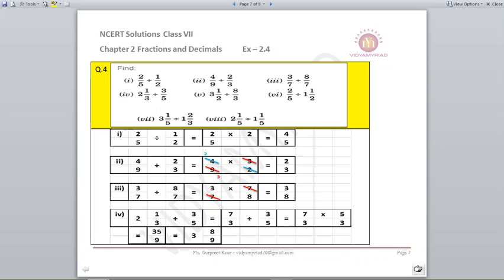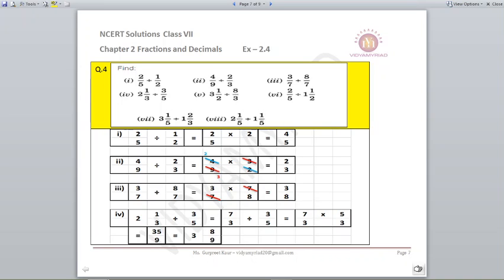Fourth part, 2 1 by 3 divided by 3 by 5. Converted into improper fraction. 3 2 is 6. 6 plus 1 is 7. So 7 upon 3 divided by 3 by 5. Change it. 7 upon 3 multiply by 5 upon 3. So it will become 35 upon 9 converted into mixed fraction, that is 3 8 by 9.